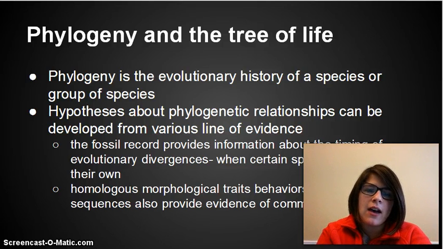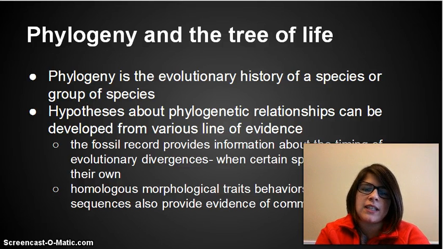So hypotheses about phylogenetic relationships can be developed from various lines of evidence. So we look at many types of evidence, and we've looked at these in our study of evolution. Number one, the fossil record provides information about the timing of evolutionary divergences. So an evolutionary divergence is when certain species branch off on their own. And remember in class we talked about the fossil record and how things closer to the surface are actually older. And we're using that fossil record now to get this information in order to be able to look at the phylogenetic relationships within a species and a lineage.